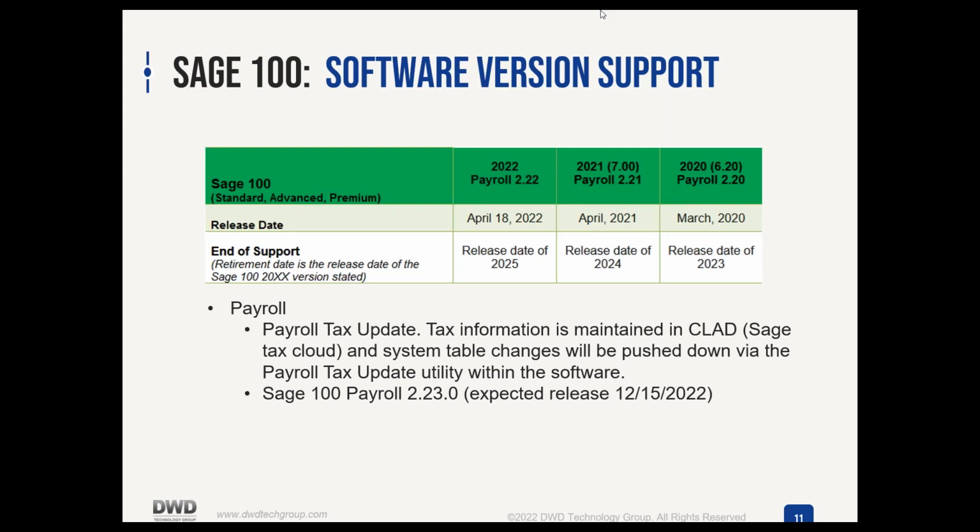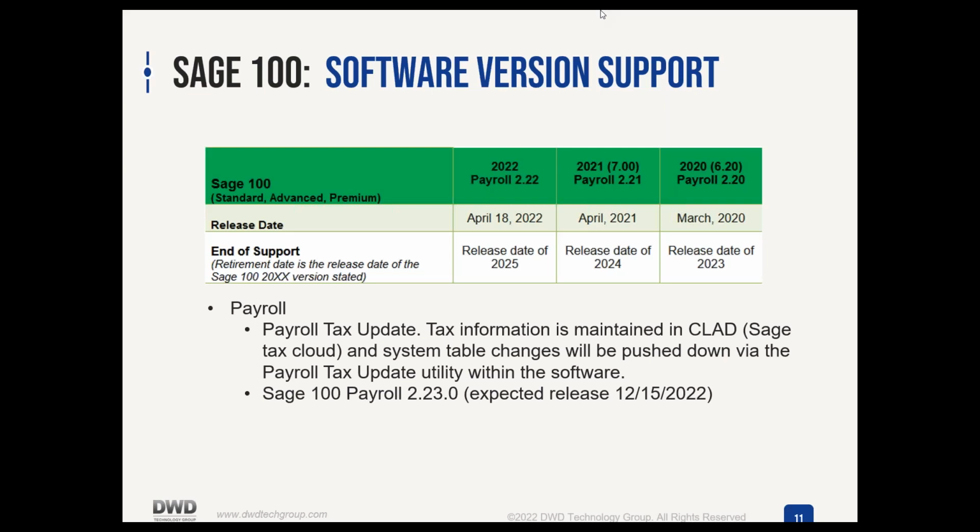If you are on an older version than that, you probably will not be able to reach out to Sage to get support. DWD will be happy to attempt to support you, but if we run into an issue that we can't resolve, we can't get help from Sage because they'll just tell us, hey, y'all need to upgrade.